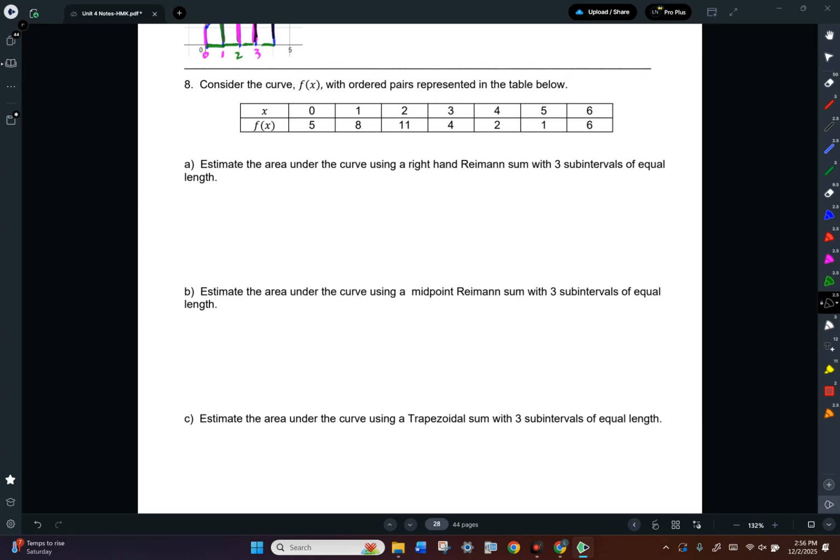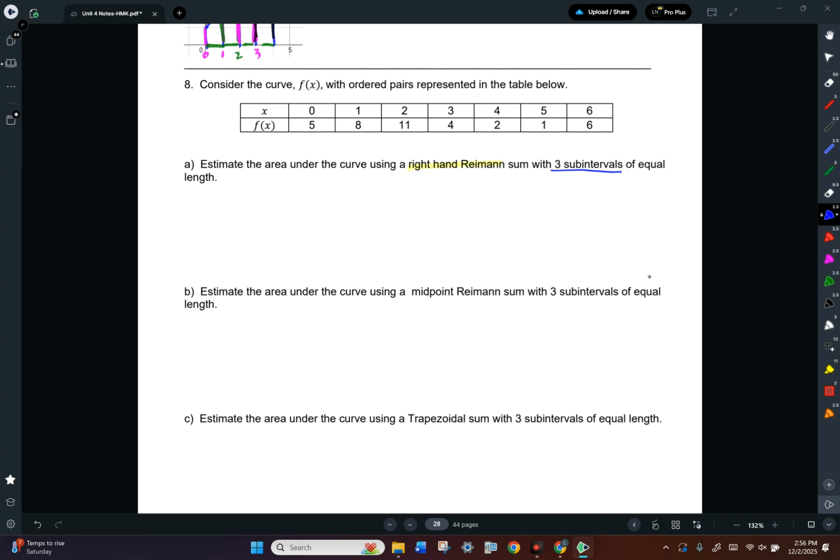Okay, so it says, consider the curve f of x with these particular ordered pairs. Letter A, estimate the area under the curve. So I don't know exactly what the curve looks like. I just have a few ordered pairs. Estimate the area under the curve using a right-hand Riemann sum. So we're going to use the right sides of the rectangles. And it says I want 3 intervals, and I want those intervals to be of equal length or equal width, however you want to look at it. My suggestion is don't try to plot all those points. Let's just use the numbers we need, okay?